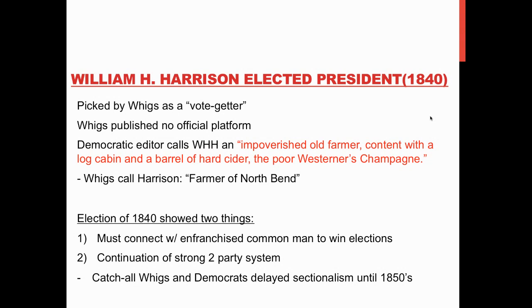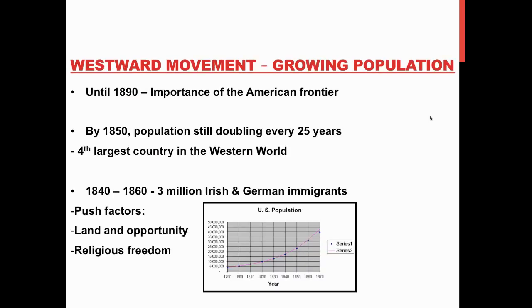And so what this election of 1840 shows is that in order to win elections, you must connect with the newly enfranchised common man. And we have these two still very, very diverse parties right now, the Whigs and the Democrats. And as long as we have non-sectional parties, meaning we don't have a party that is only the North or only the South, we are going to prevent a civil war from occurring. But as soon as we see a sectional party, that's when a civil war is going to occur.